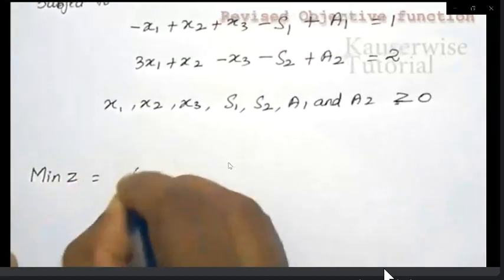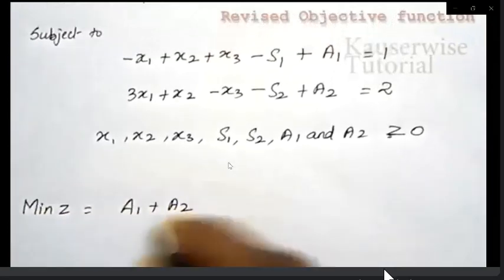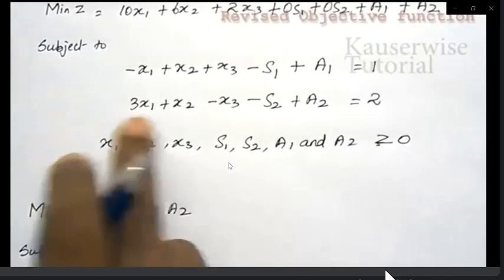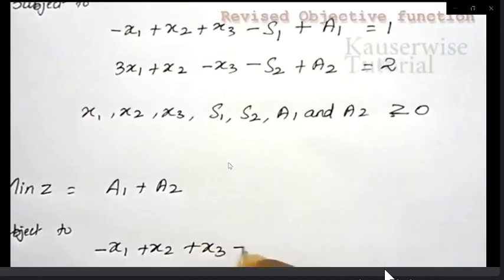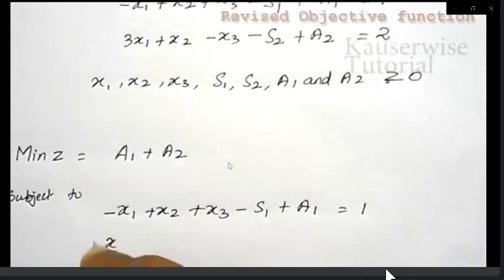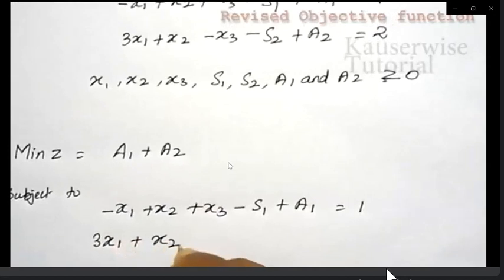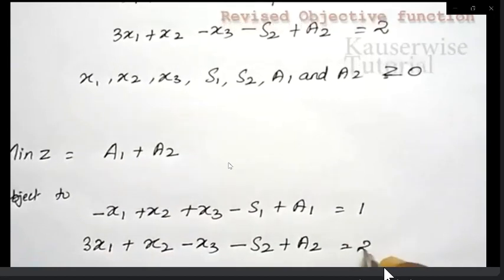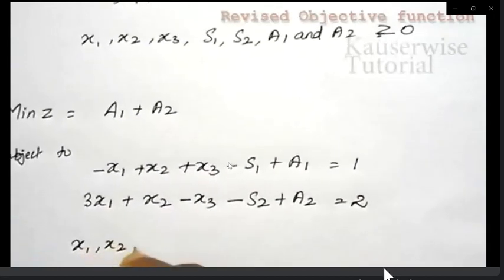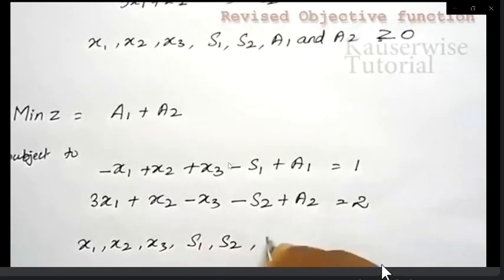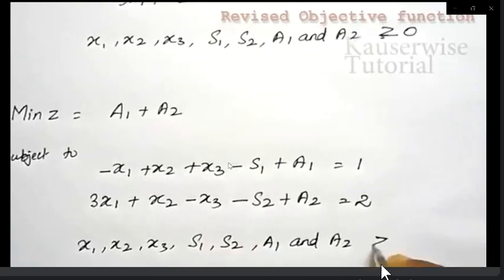Minimize z equals a1 plus a2, subject to constraints 1 and 2 as they are. Minus x1 plus x2 plus x3 minus s1 plus a1 is equal to 1. Second constraint: 3x1 plus x2 minus x3 minus s2 plus a2 is equal to 2. And x1, x2, x3, s1, s2, a1 and a2 are greater than or equal to 0.